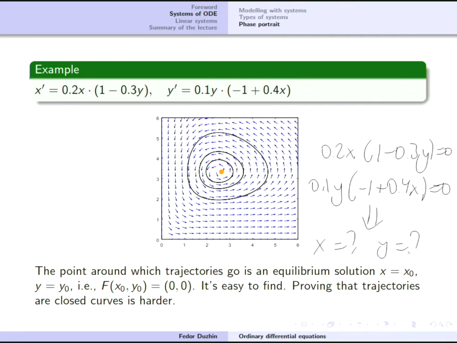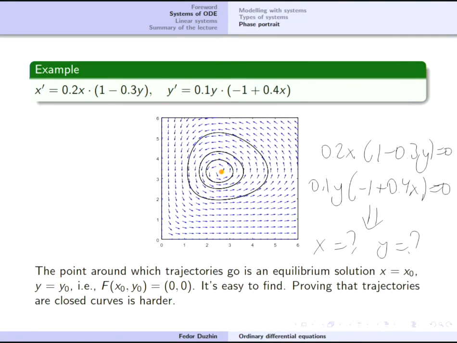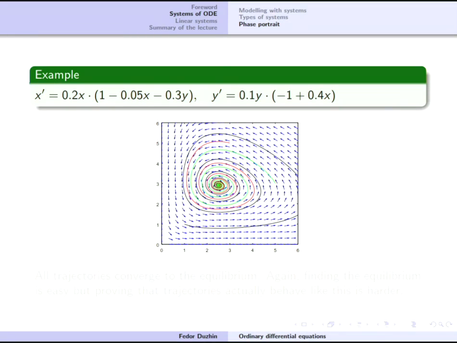But proving that trajectories are actually closed curves is tricky. We are going to learn how to do it in the next lecture, I think. Anyway, here is one more example. It is very similar to the previous one, only notice that we introduced one extra term here. Because of this extra term, instead of going around in cycles, trajectories all flow towards, sorry, not the origin, but towards the equilibrium, the critical point.